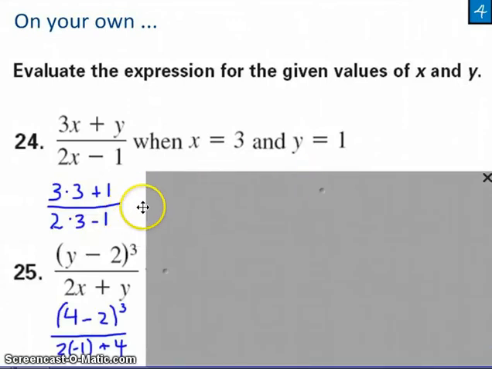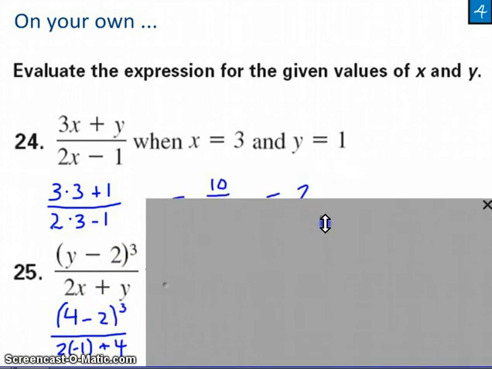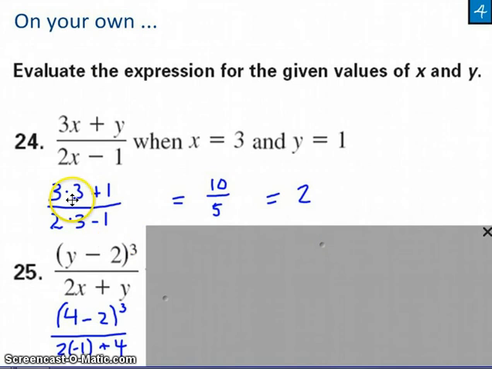Notice that what you'd actually been asked to do was to put 3 in whenever you saw x and 1 in whenever you saw y. So here I've written those out: 3 times 3 plus 1, 2 times 3 minus 1. And likewise down here. Well, 3 times 3 plus 1 becomes 10 across the top. 2 times 3 minus 1 becomes 5. You should have come up with 2 as your answer.